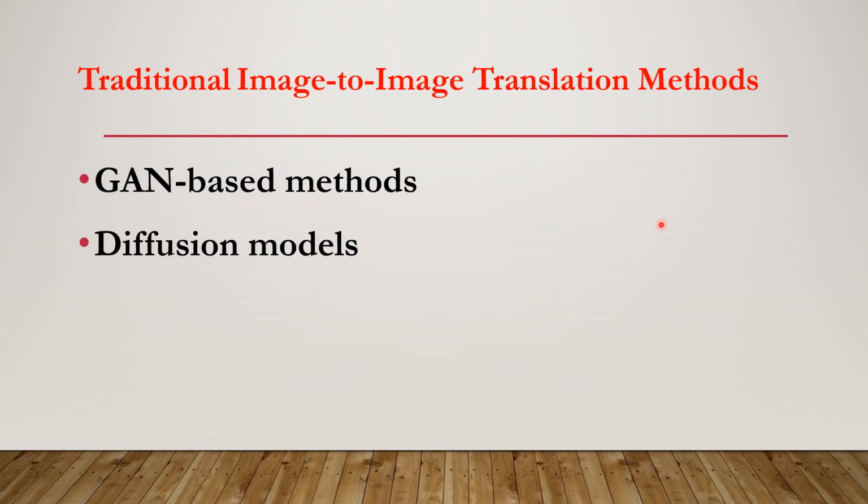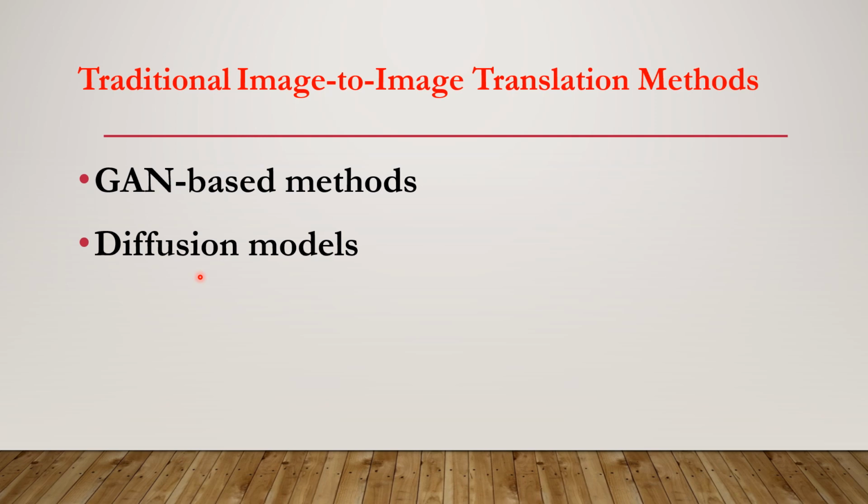Now these GAN based methods like Cycle GAN use two neural networks, a generator and a discriminator. The generator will create images that resemble the target domain, while the discriminator attempts to distinguish real images from the target domain from the generated ones. And through an adversarial training process, the generator progressively improves its ability to fool the discriminator, leading to more realistic image translation.